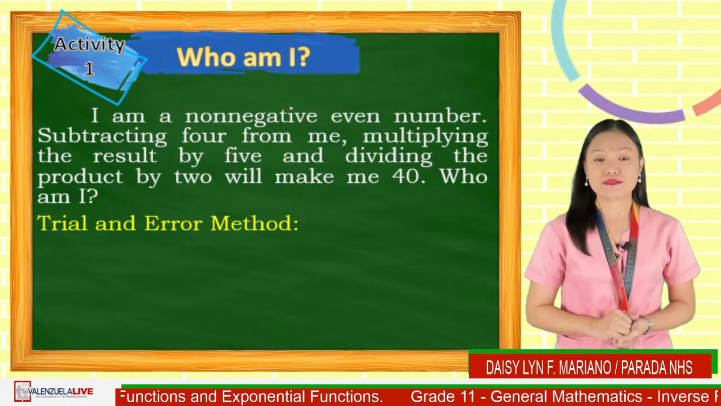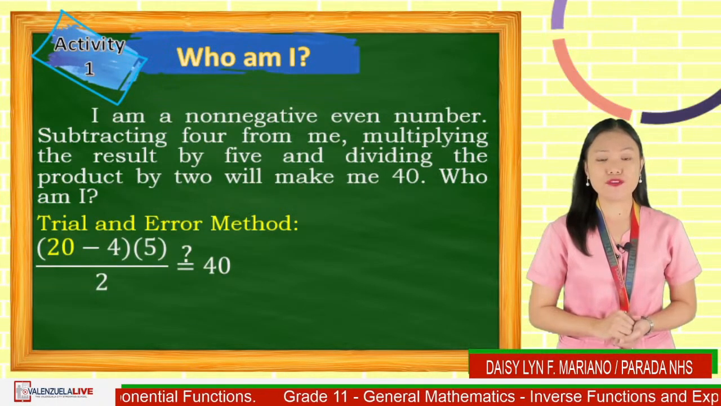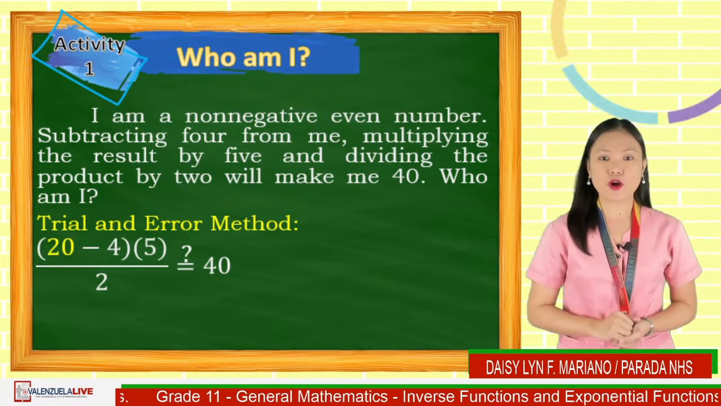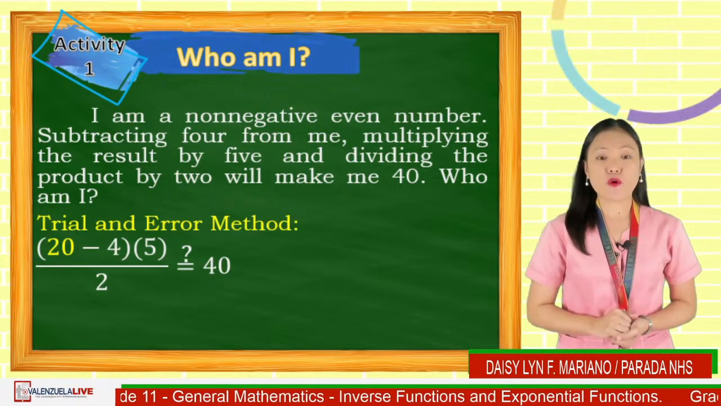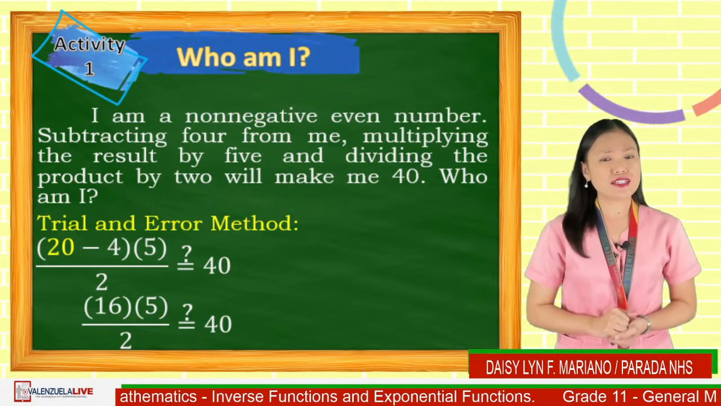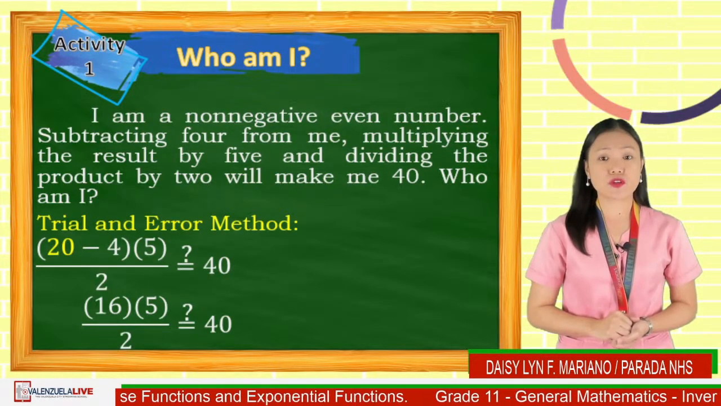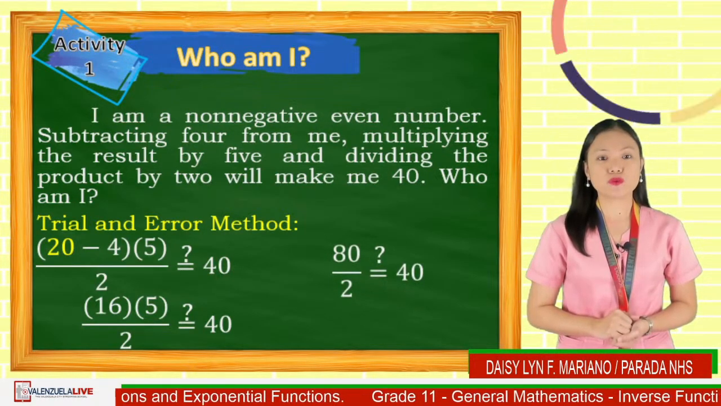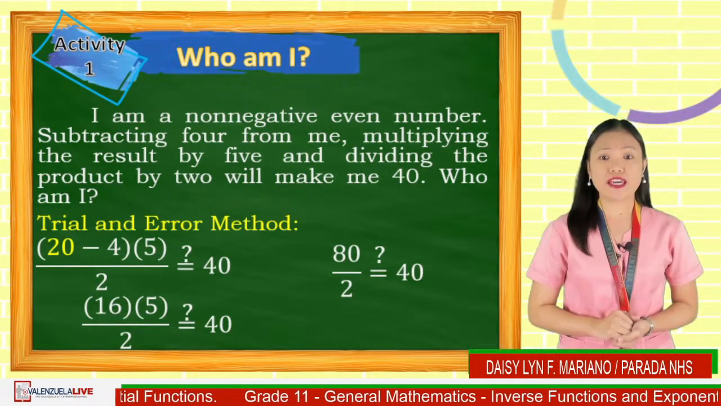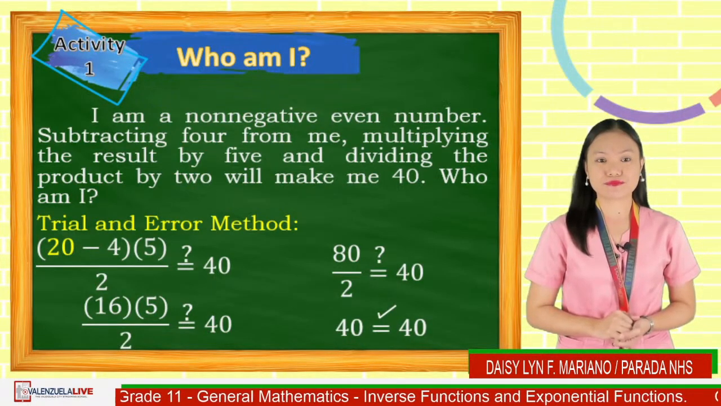which is 20. That is, 20 minus 4 times 5 divided by 2 is equal to 40. Perform the operation. 20 minus 4 is 16. Then copy times 5 divided by 2. But 16 times 5 is 80. So, we have 80 divided by 2. Is that equal to 40? Last, get the quotient of 80 and 2, which is 40. So, 20 is the correct answer.